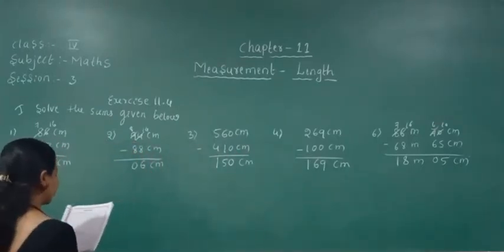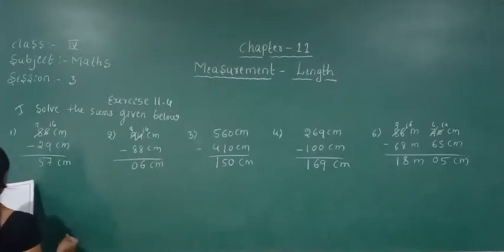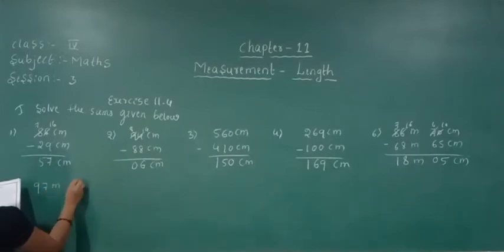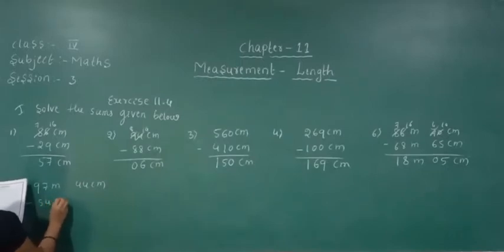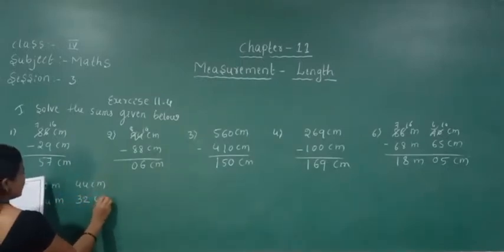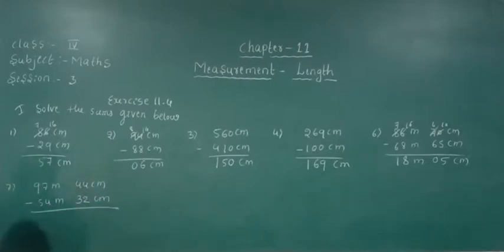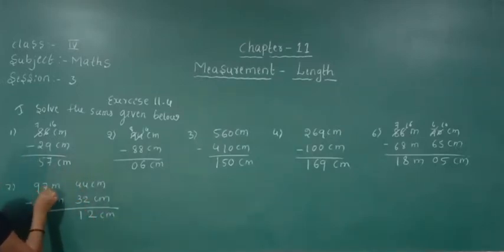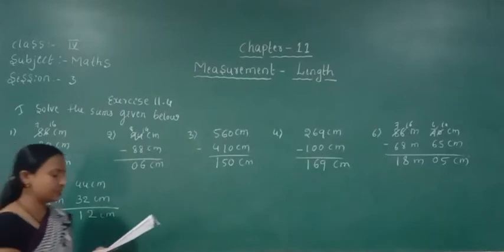Next one, the seventh one we will do here: 97 meter 44 centimeter minus 54 meter 32 centimeter. Now we do the subtraction. 4 minus 2 is 2. 4 minus 3 is 1. Next, 7 minus 4 is 3 in meters. 9 minus 5 is 4. So the answer is 43 meter 12 centimeter.